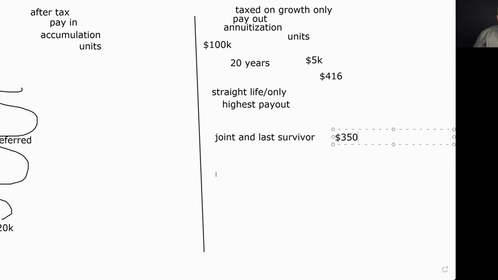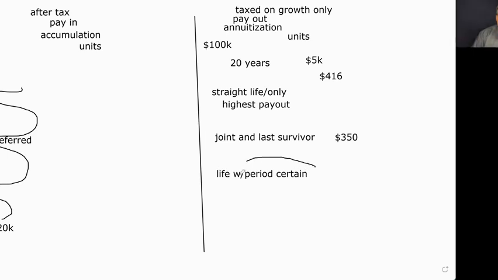Now, the other one is, everyone screws up, life with period certain. Life with period certain. That means they're paid for a minimum number of years, but it is still a life annuity. Don't forget that. You are paid until you die. That's the point of annuities. You are paid until you die. If you decide to do a limited withdrawal, say for 5 years, then it ends after 5 years. That's not an annuity. The annuitization part is where you're paid until you die.